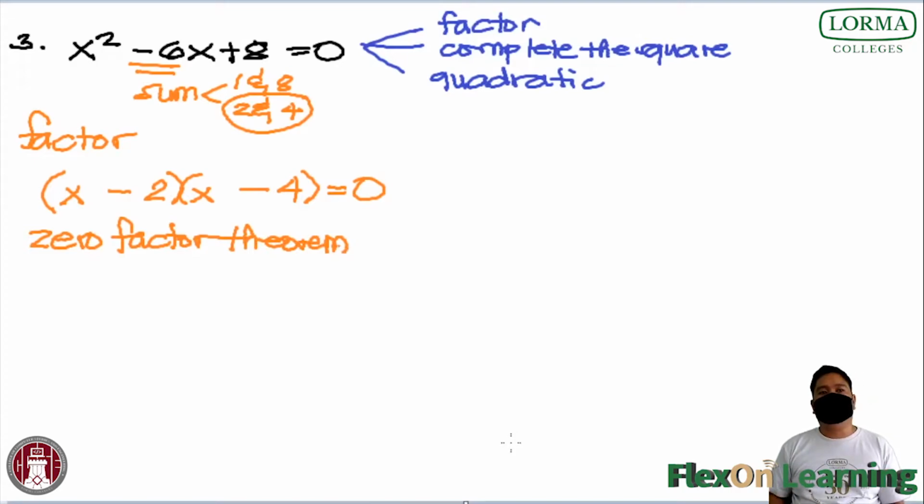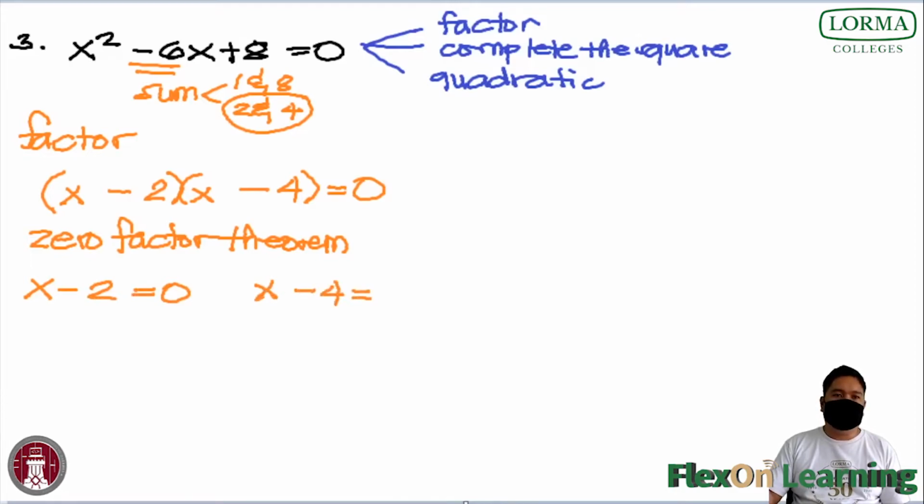Zero factor theorem states that if any expression is equal to 0, then all or some of its factors are also equal to 0. So if we can see, there are two factors, x minus 2 and x minus 4. The zero factor theorem says that x minus 2 can be 0 and x minus 4 can be 0.